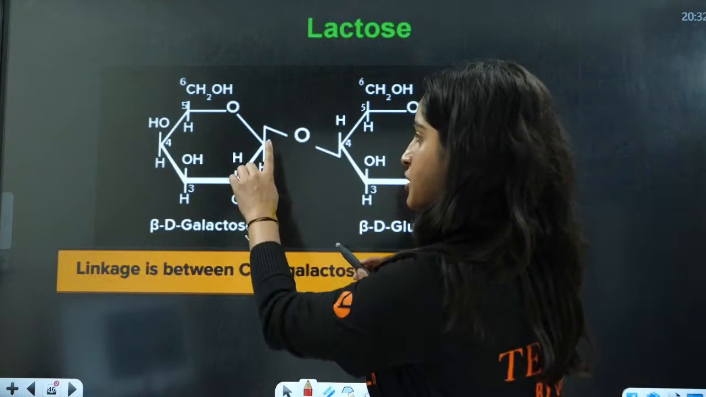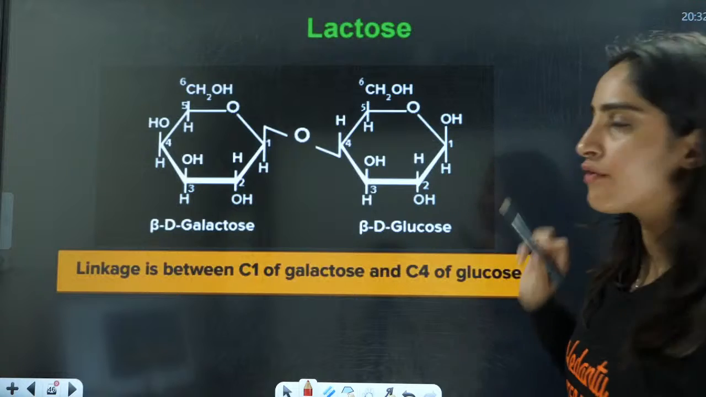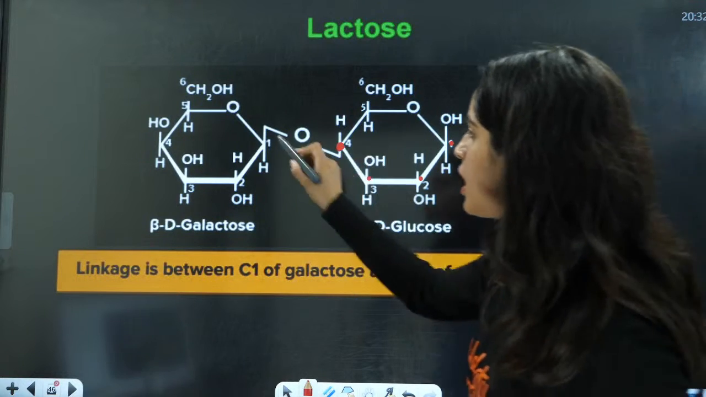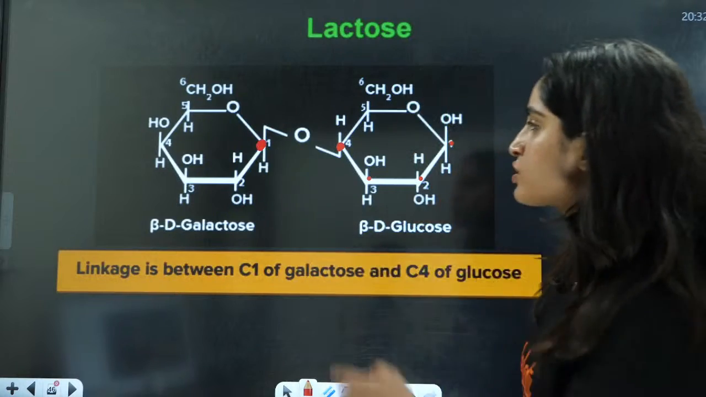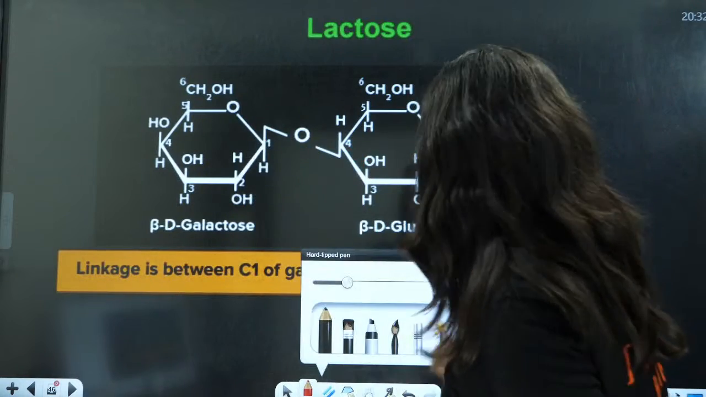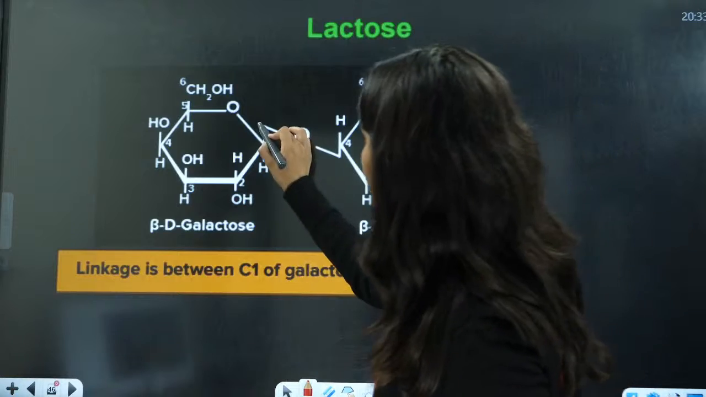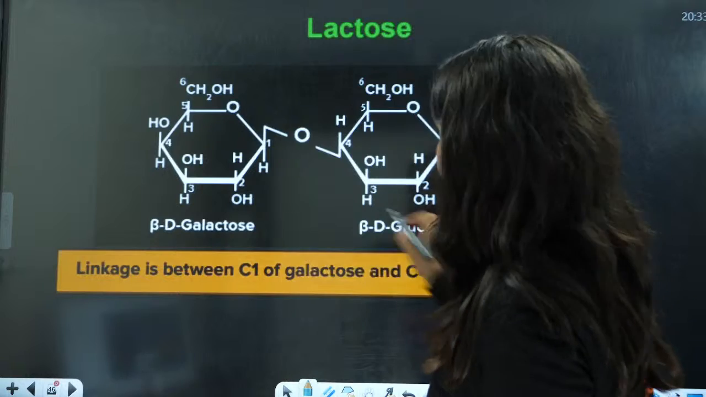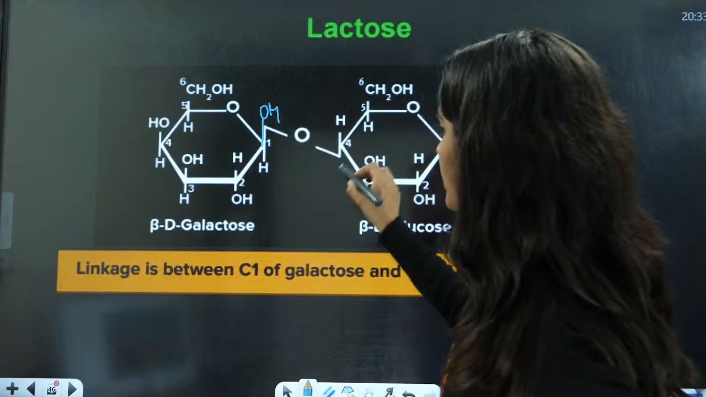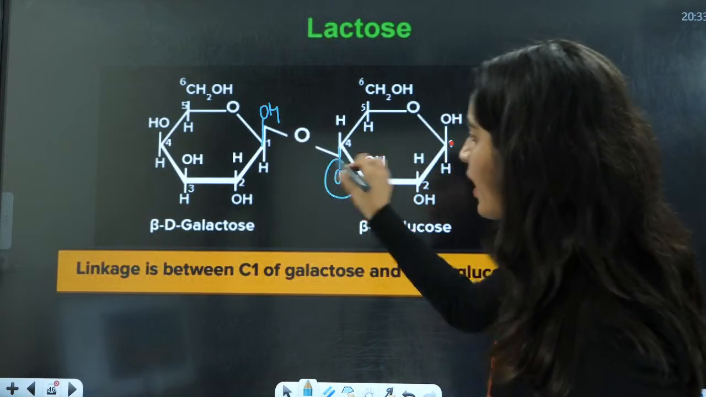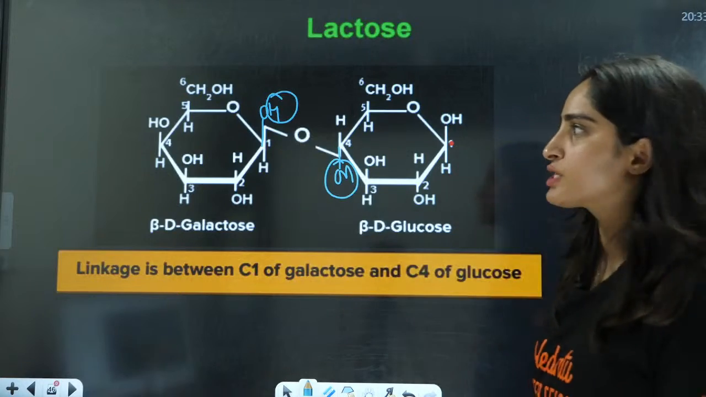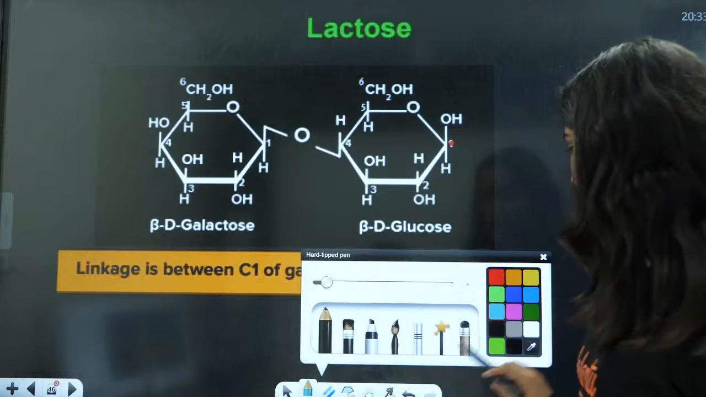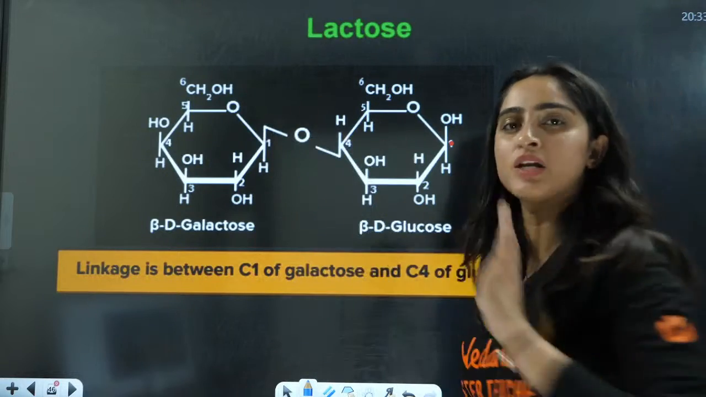Right? This is the first position, and here you have the first position. This is the first, second, third and fourth position here. Earlier there would be OH here, there was one OH here, there was one OH here. So OH eliminates from this side, hydrogen eliminates from this side, and hence you have the formation of new oxygen linkage here, right?